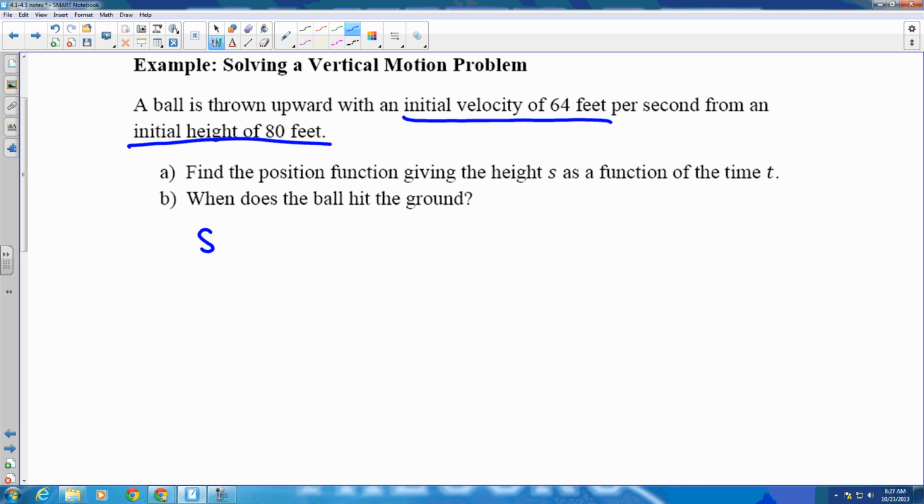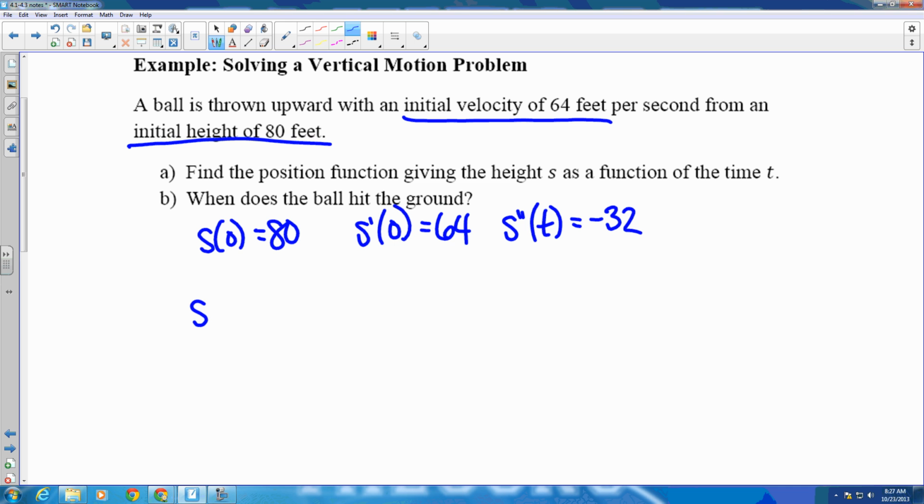So we were given initial height of 80 and initial velocity, which is the same thing as s prime 64. And obviously our acceleration, since we're dealing with feet per second, would be negative 32 feet per second squared. That's our acceleration always. So this time we're going to start with that, and we're trying to find velocity, working our way backwards. That would be the integral of acceleration. So the integral of negative 32 is negative 32t plus c.